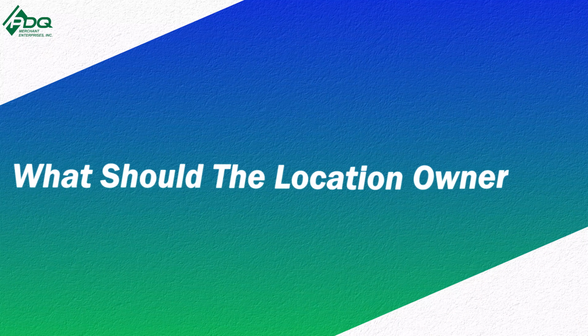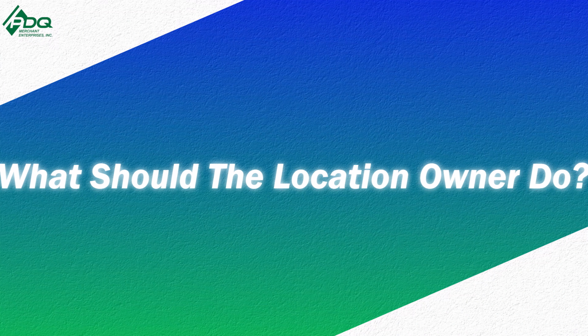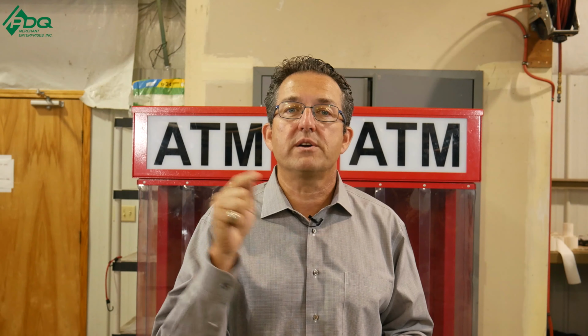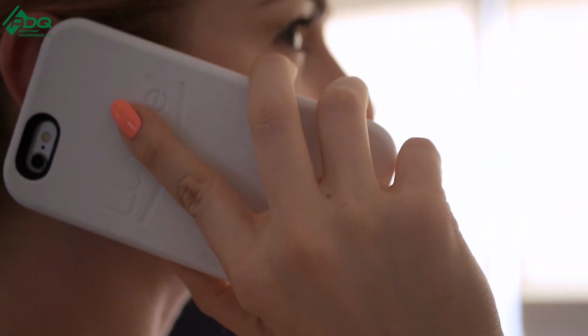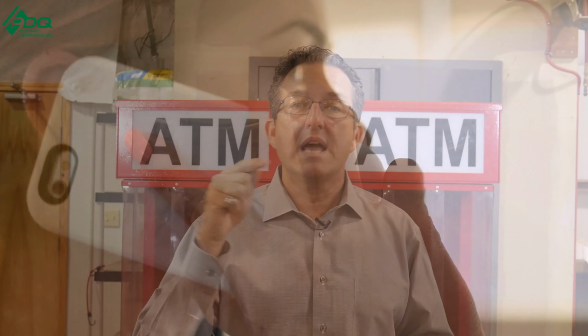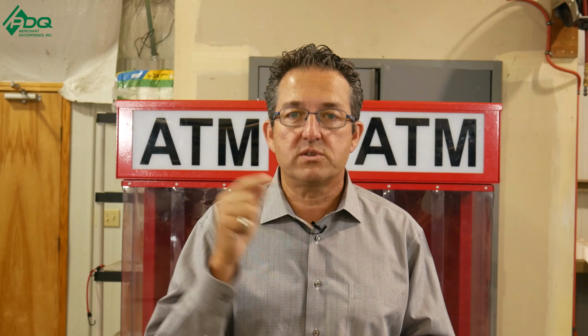Point number 4, what should the location owner do? The location owner should instruct the card holder to call the number on the back of the card and dispute the charge. Or they can tell the card holder to call you, and then you could tell them, look on the back of your card, call the 800 number and dispute the charge.